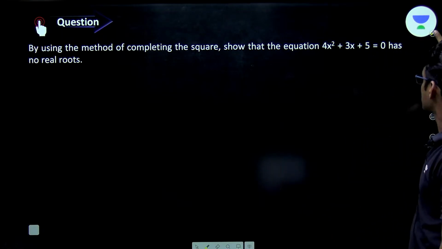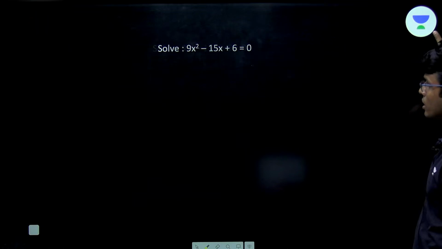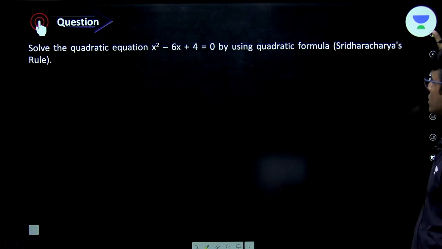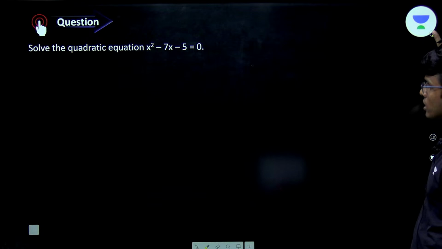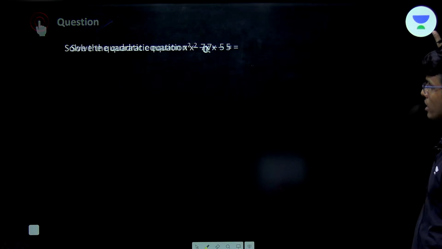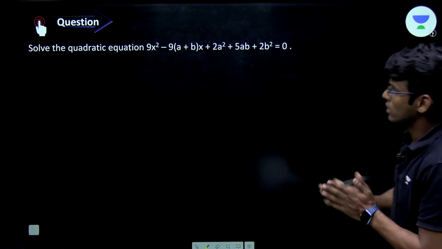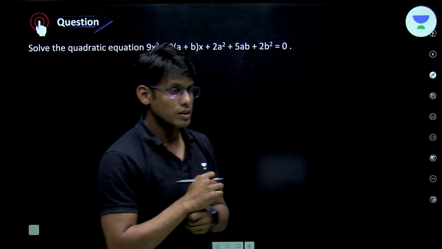Has no real roots, right? Just a second. Sridharacharya formula. We have already done this. Again done this. Solve it. Solve this quadratic equation. This is a real tester.